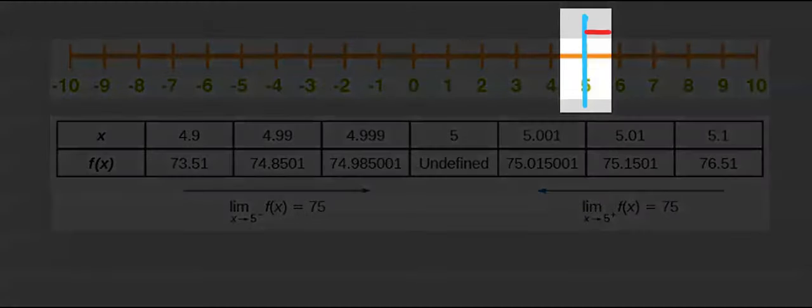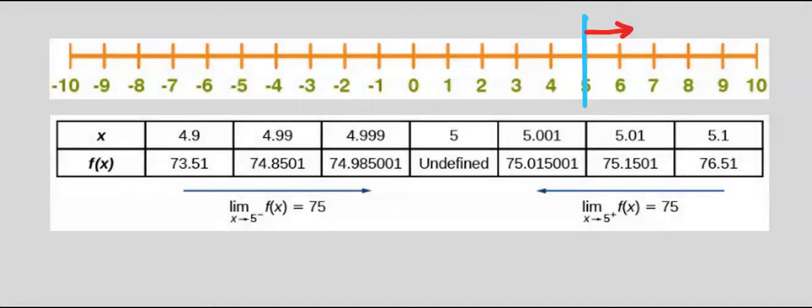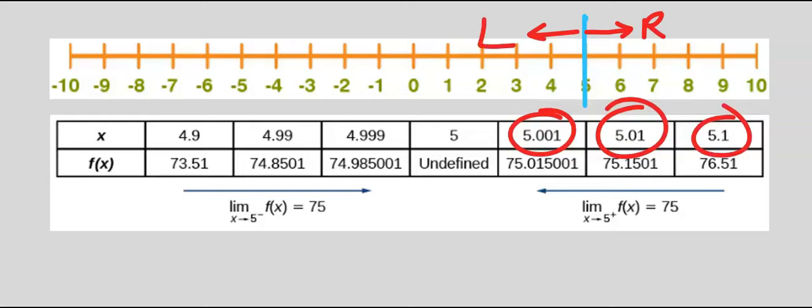Next, go off a bit from the 5 towards the right and off a bit from the 5 towards the left. And to the right, you are going to have these values, while to the left, you are going to have these values. Just a bit off is enough. You do not need to go too far off from 5.